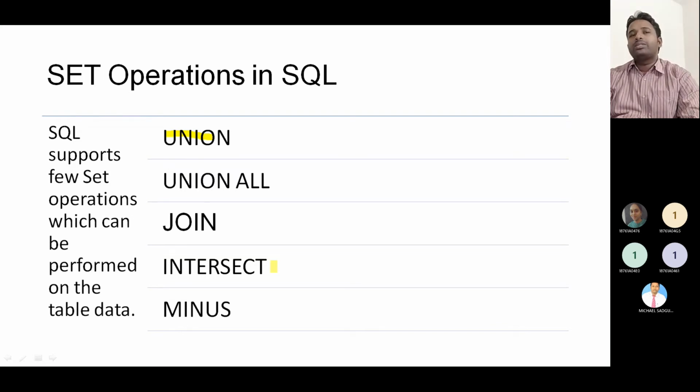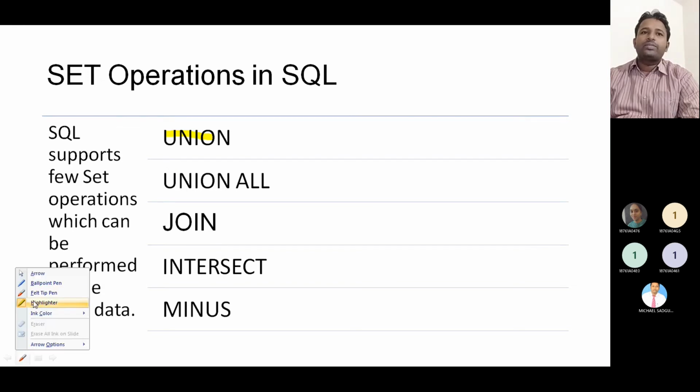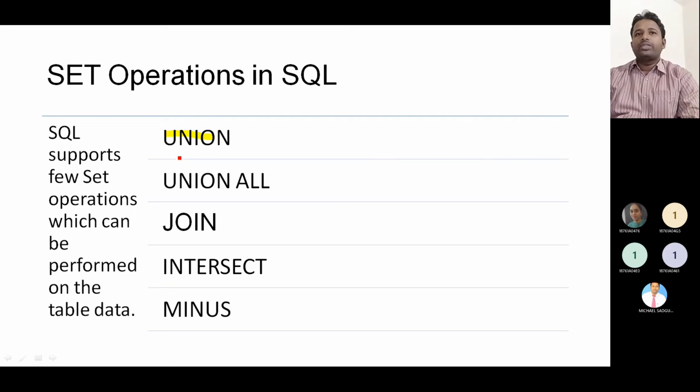The important set operations in SQL are union, union all, join, intersect, as well as minus. Union, union all, join, intersect, and minus.